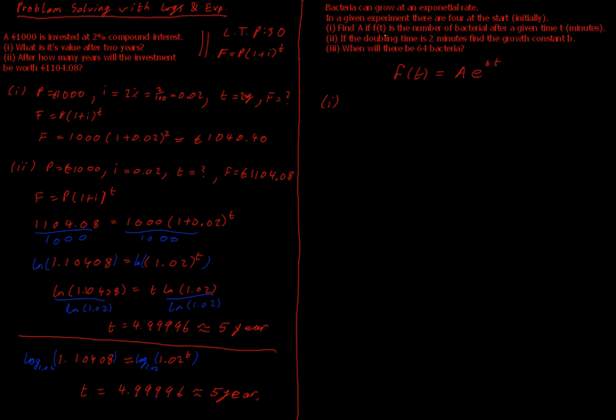Find A if f of t is the number of bacteria after a given time t in minutes. So I'm looking for my capital A here, which is dot producted. So there could be a dot in between those, though when they're in letter form, there often isn't. So I'm looking for the value of capital A, the constant in front of my exponential type function. And I'm told in the introductory sentence that there are 4 bacteria initially or at the start.